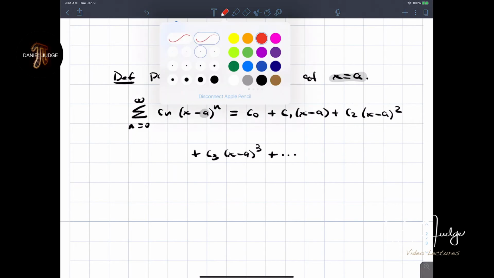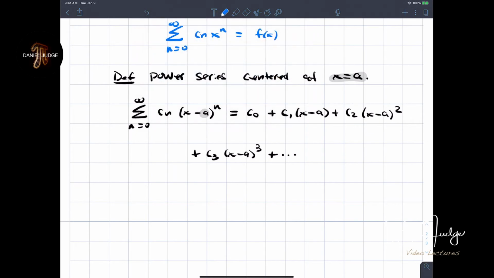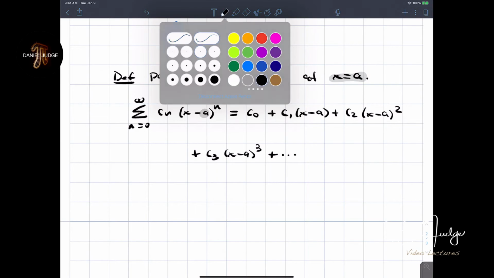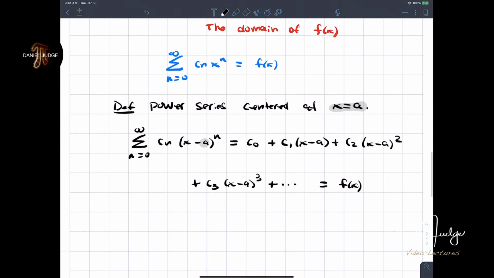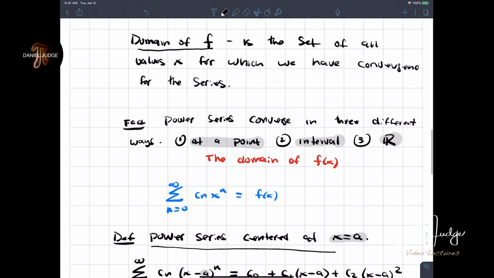And again, it's the same kind of question. For what values of x do we have convergence? And when we do, that's equal to our function. And we can say now, what kind of domain situations will we have? Well, the same thing. Either convergence at a point, in an interval, or over all real numbers.